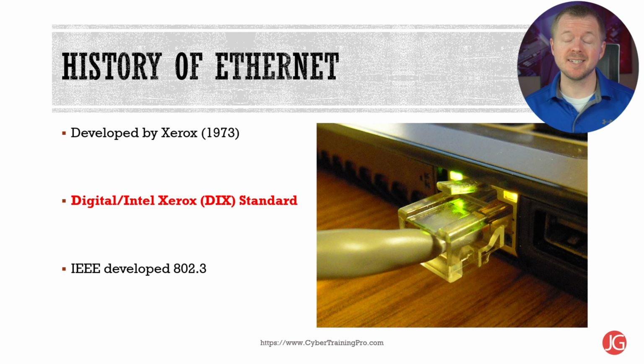Xerox, all the way back in 1973, developed a new technology called Ethernet, which allowed digital transfer of data at a whopping 3 megabits per second, or 3 million bits per second. That's crazy. This later evolved into the Digital-Intel-Xerox DIX standard, when Xerox decided to partner up with Digital Equipment Corporation, DEC, and Intel in 1979. Eventually, this group transferred control of Ethernet to the Institute of Electrical and Electronics Engineers, or IEEE, so that they could develop the open standard that we know today as 802.3.